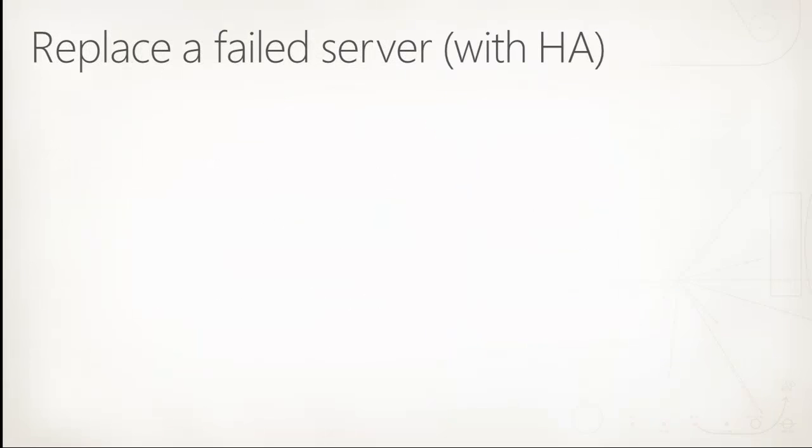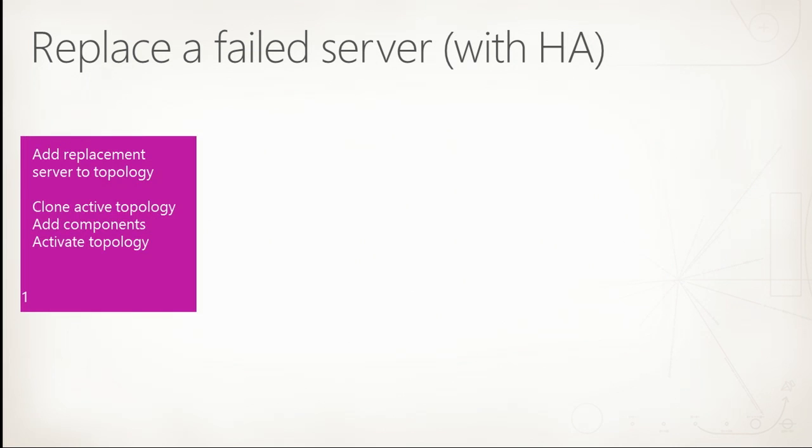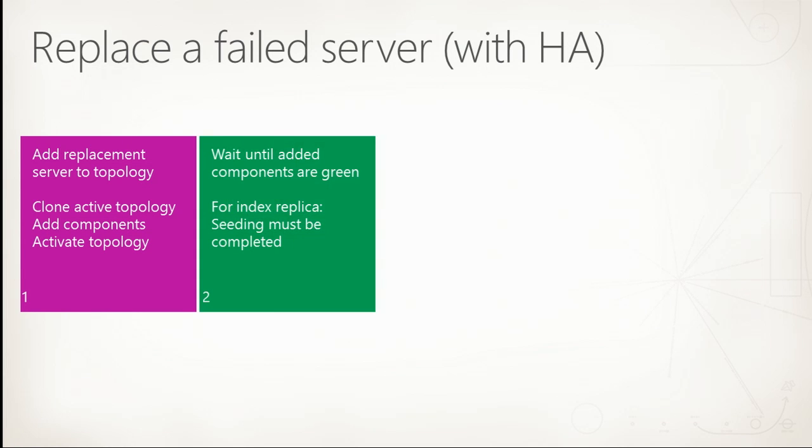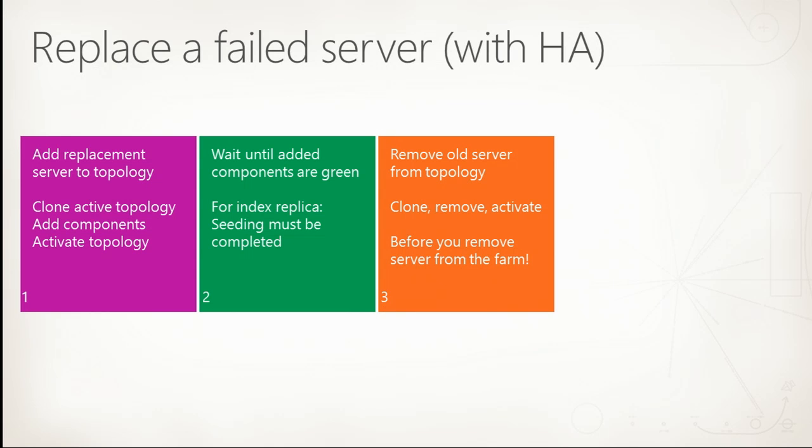Finally, we'll mention how we typically do the replacement of a failed server, where you have high availability in the system. So you add your new server that's going to replace the failed one. You create a new topology, you clone the topology, and add components to the replacement server. You wait until this is up and going and green, and then you remove the server from the topology. You have to remove the server from the topology before you remove the server from the farm. That's important.